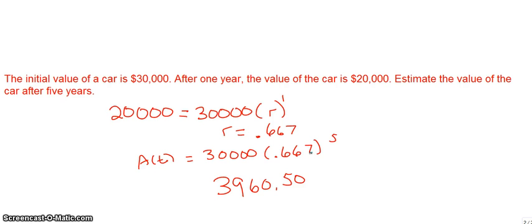So that's exponential models. We'll look at this a little bit more in class, and I'll see you then.